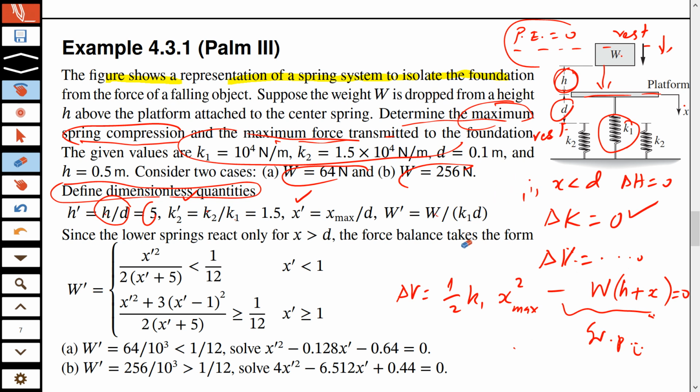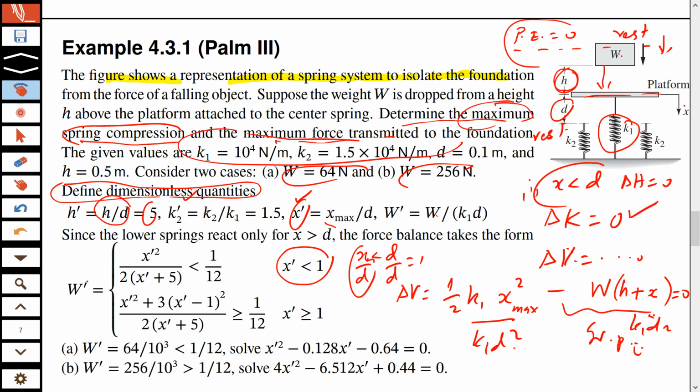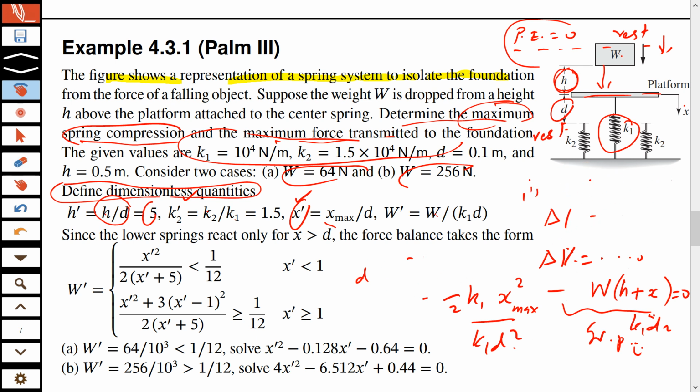So that will also be non-dimensional. And which means that if I now divide both sides by k1d squared, and I recognize these patterns, I can easily say that for this condition when x is less than d, in other words, x over d is less than 1, and x over d is x prime, actually x max over d. So for this condition, w prime will have this value. And the same applies to the other condition.